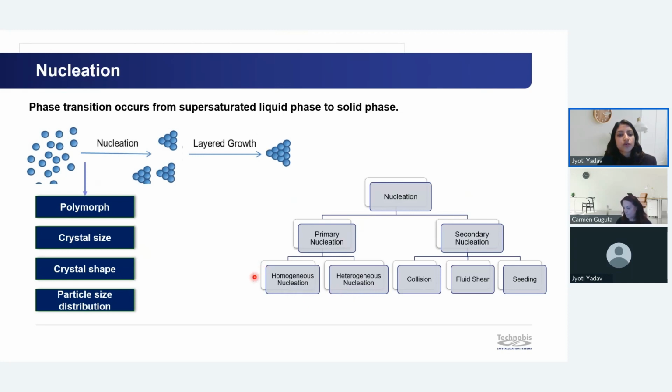Homogeneous nucleation is formation of crystals in the absence of any foreign particles, whereas heterogeneous nucleation is formation of crystals in the presence of foreign particles like dust particles, reactor wall, or stirrers, etc. Then secondary nucleation is formation of crystals in the presence of its own kind of crystals, and there are various reasons for that, like collision, fluid shear, and seeding, which result in secondary nucleation.